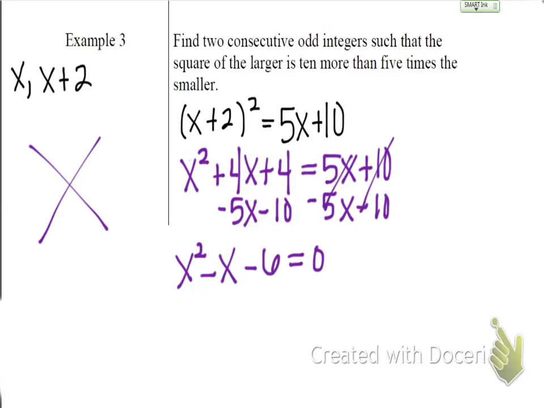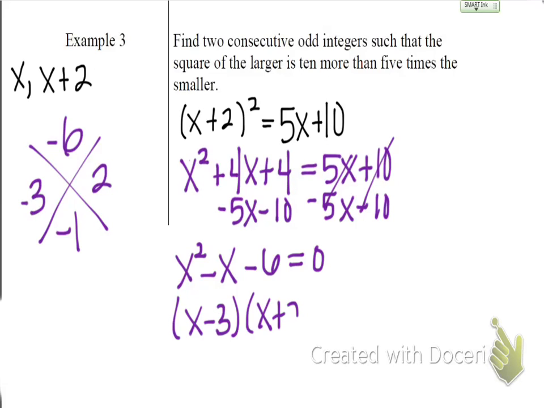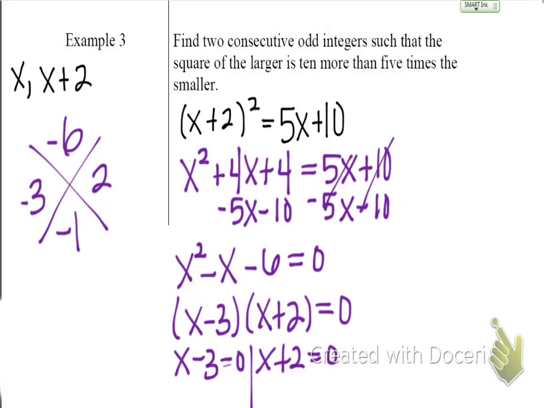So we're going to use diamond method. So I need the two numbers that multiply to negative 6 and add up to negative 1, which are negative 3 and 2. So that's x minus 3 times x plus 2 equals 0. When I set each one of those equal to 0, I add 3, so we would get x equals 3, and subtract 2, x equals negative 2.